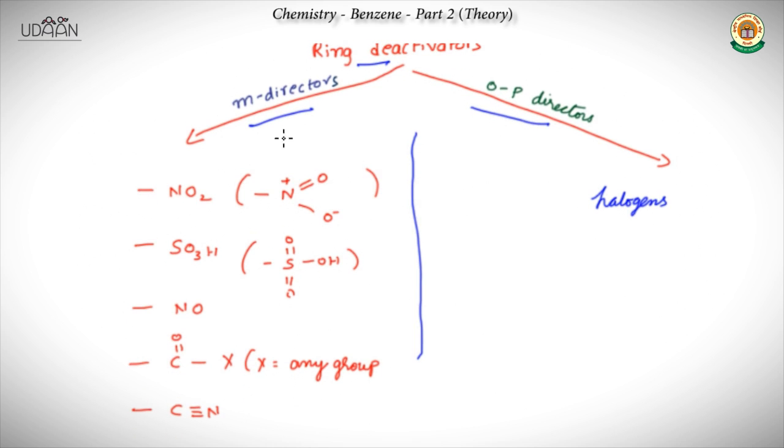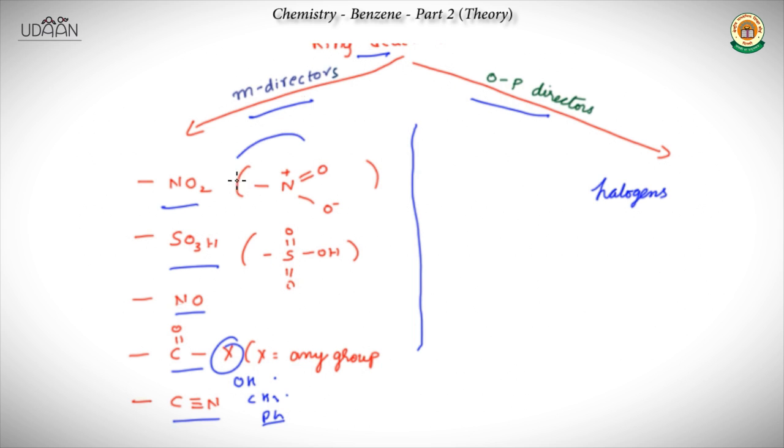First, in meta-directors we have NO2, SO3H, NO, COX or CN. Here note that X is any group like OH, or it can be CH3, or it can be any other group like say another Ph group. Now these are meta-directors by virtue of this -R effect. As you can see, we have already explained this before.